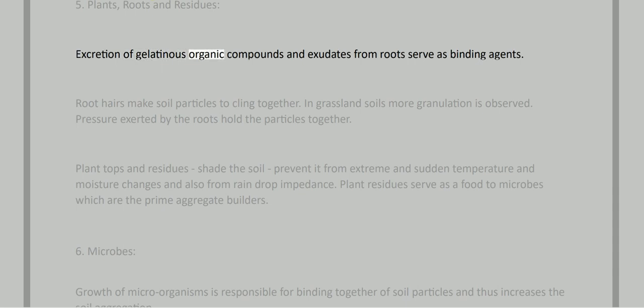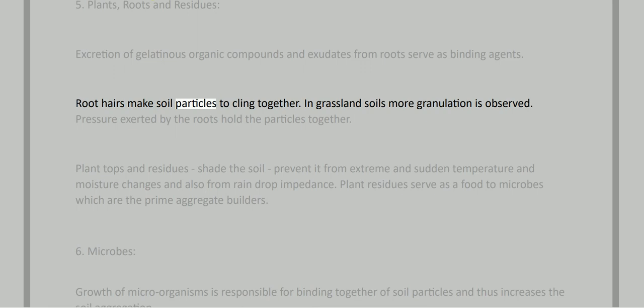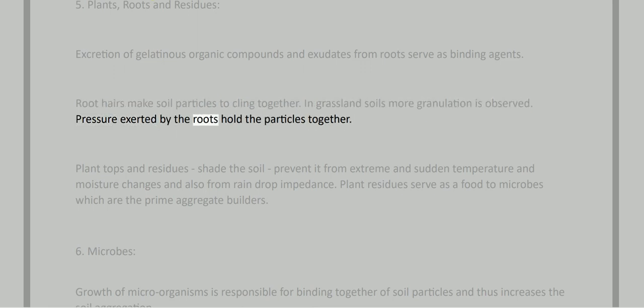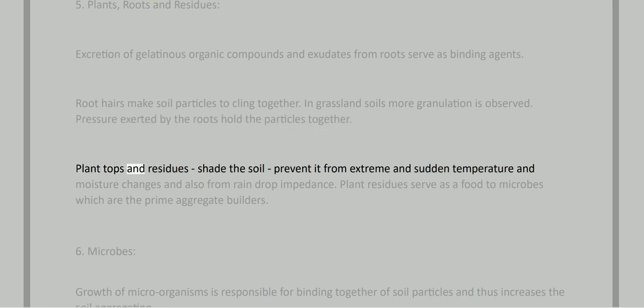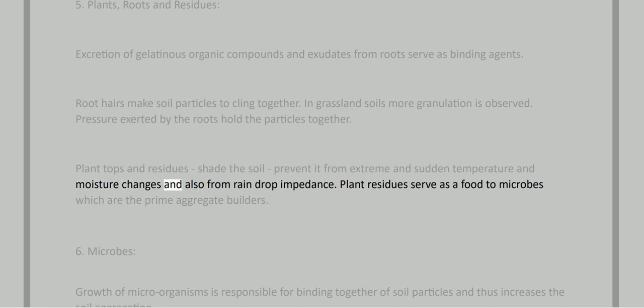Excretion of gelatinous organic compounds and exudates from roots serve as binding agents. Root hairs make soil particles cling together. In grassland soils more granulation is observed. Pressure exerted by the roots holds the particles together. Plant tops and residues shade the soil, prevent it from extreme and sudden temperature and moisture changes and also from raindrop impact. Plant residues serve as food to microbes, which are the prime aggregate builders.